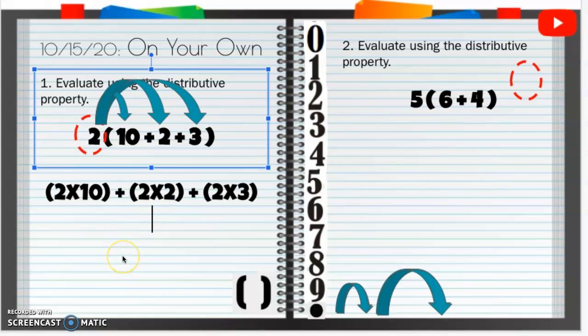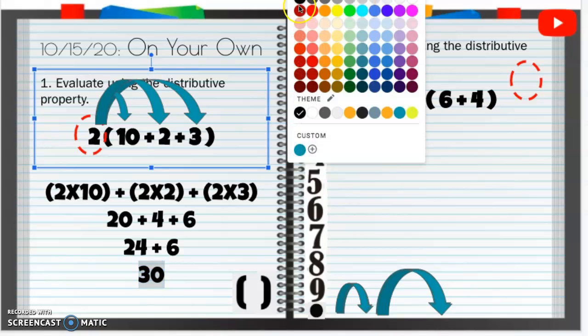Okay, so now, what is 2 times 10? I know 2 times 10 is 20. Plus, what about 2 times 2? That's 4. Plus 2 times 3 is 6. All right, what's 20 plus 4? 24 plus 6. We need to bring that down. We didn't use it yet. 24 plus 6 is 30. 30 is indeed our final answer.